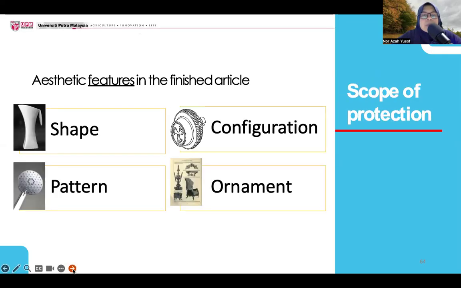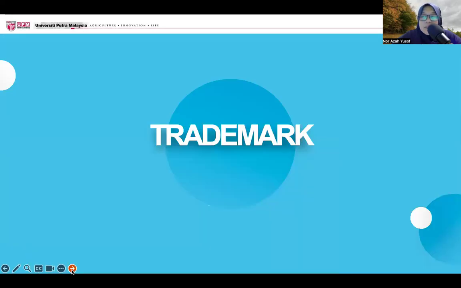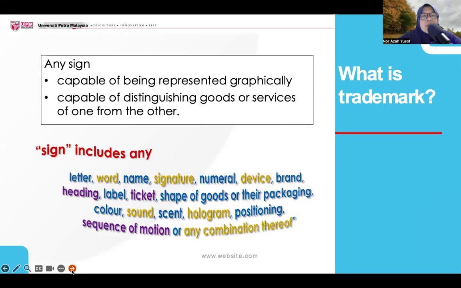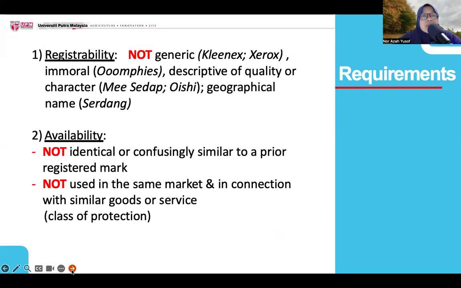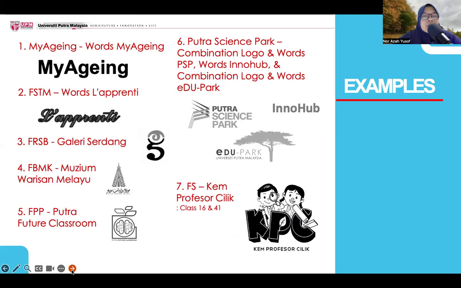Okay, so these are examples like shape, configuration, pattern. This also can be protected. Okay, trademark. Trademark is quite easy to understand. It's about brand, logo, name. Even the font. So this can be trademarked.